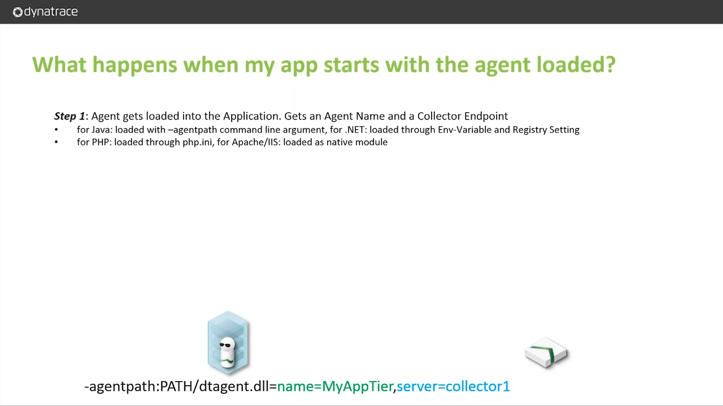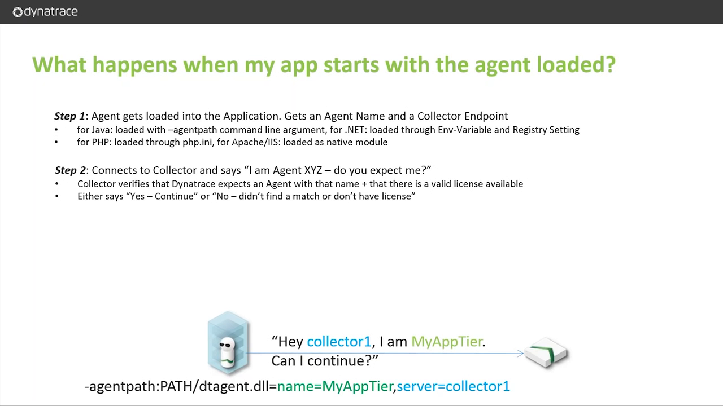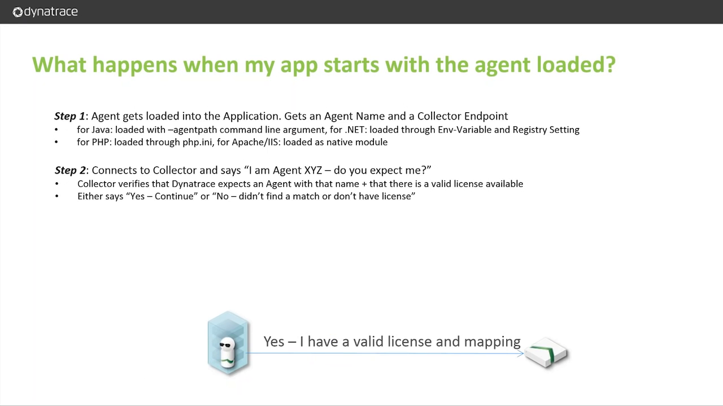Where's your Dynatrace collector and server to connect it to? Step one. Step two, the agent connects to Dynatrace, to the collector and the server, and says, hey collector, here I am, this is my name, can I continue? Do you know me? Do you expect me? Do you have a license? The collector then says, yes, I have a valid license and I'm also expecting you. I have a valid mapping.